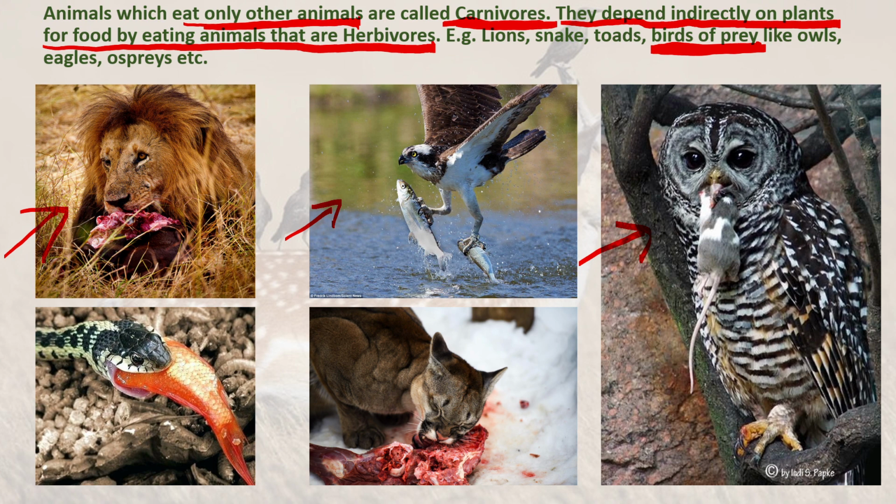Okay, and then we have other examples like snakes which eat other small animals like rats or some fish depending on where the snake lives.